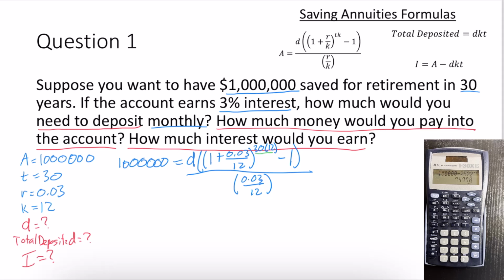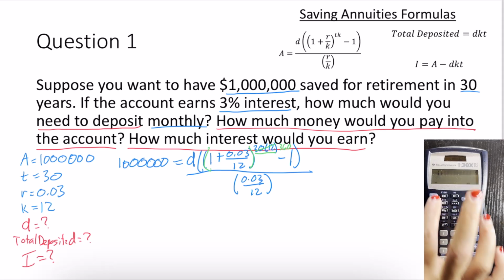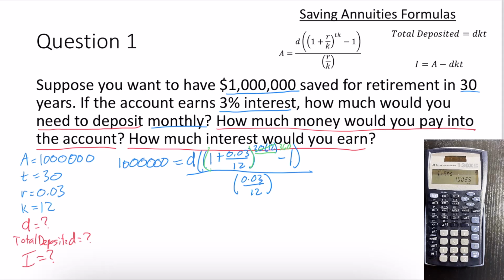And I'm going to start off by multiplying my exponent so that I know what I need to raise my inner parentheses to later. So 30 times 12 is 360, so that part simplifies to 360. And now I'm going to focus on this set of parentheses. So in my calculator, I'm going to type out the division first, because division comes before addition in order of operations. So I do 0.03 divided by 12. Then I want to do 1 plus that. So I'm going to go 1 plus my answer, and that gives me 1.0025. And that's basically what this part of the equation means.